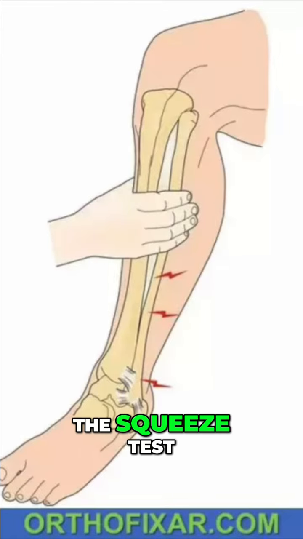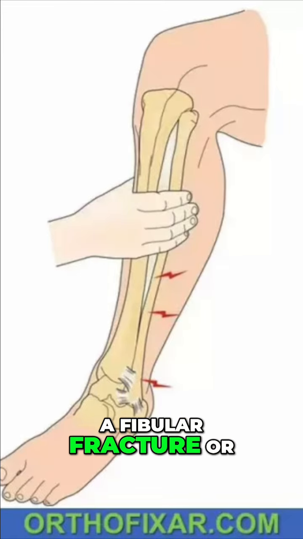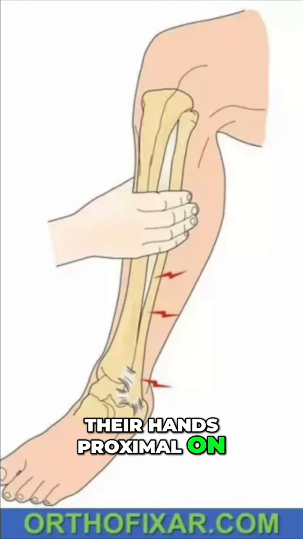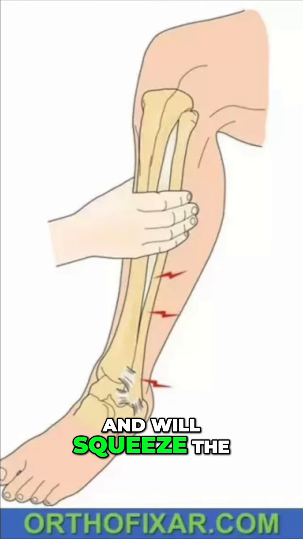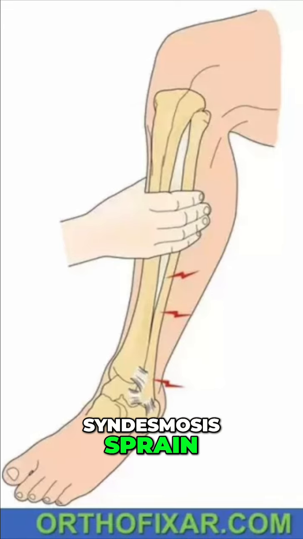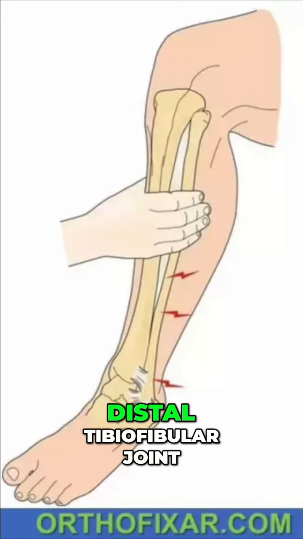The other test is the squeeze test. This can help identify a fibular fracture or that syndesmosis sprain. Here the examiner will put their hands proximal on the tibia and fibula and will squeeze the tibia and fibula together above the injury. If it is a syndesmosis sprain, there will be most likely pain around that distal tibiofibular joint.